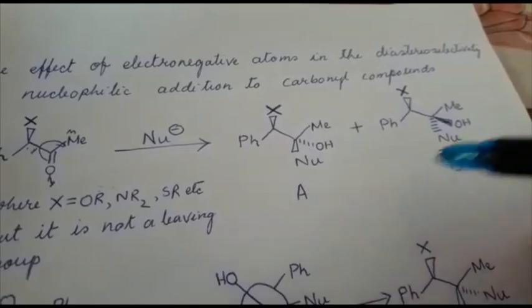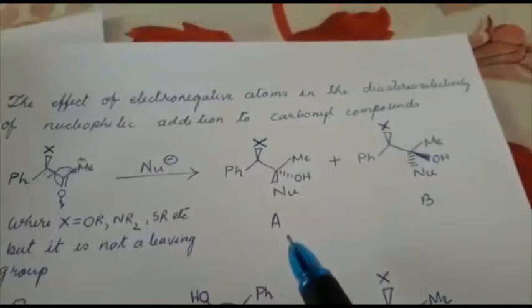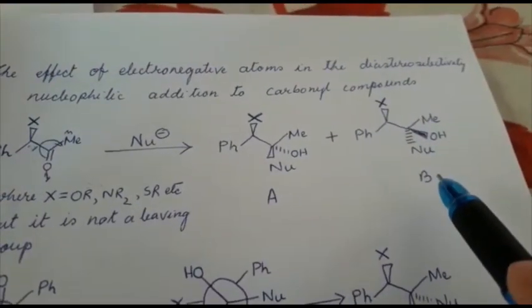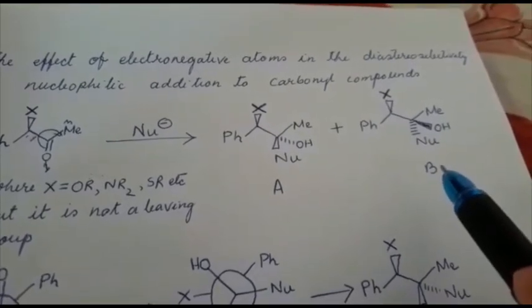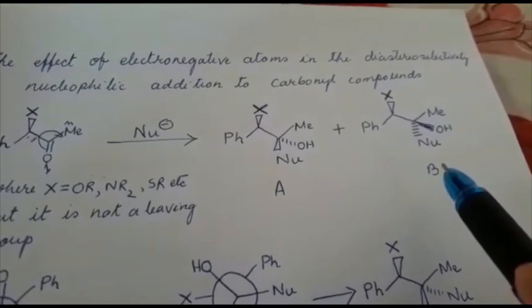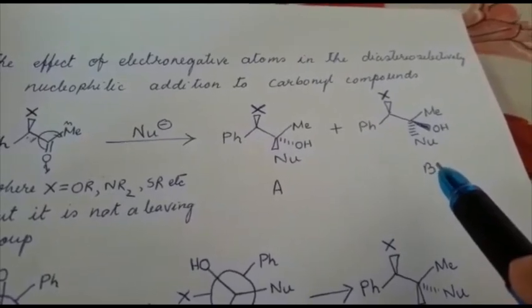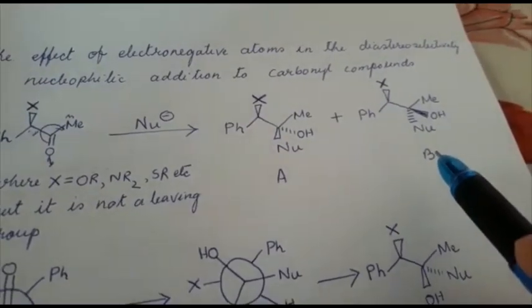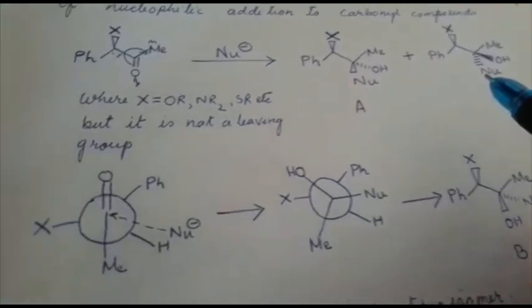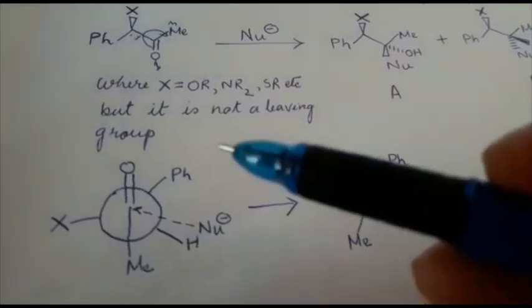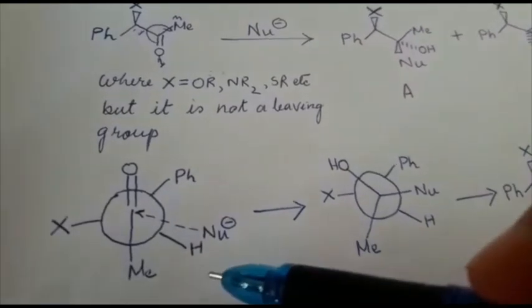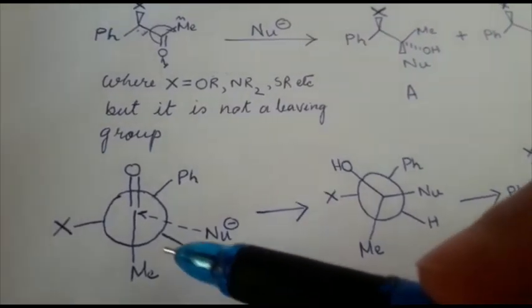And A and B, these stereoisomers, their relationship is diastereoisomer. Now, one of the diastereomers will form as a major compound. It is always experimentally observed, which we term as diastereoselectivity. Now, to know about the major isomer, we have to use the Felkin model.